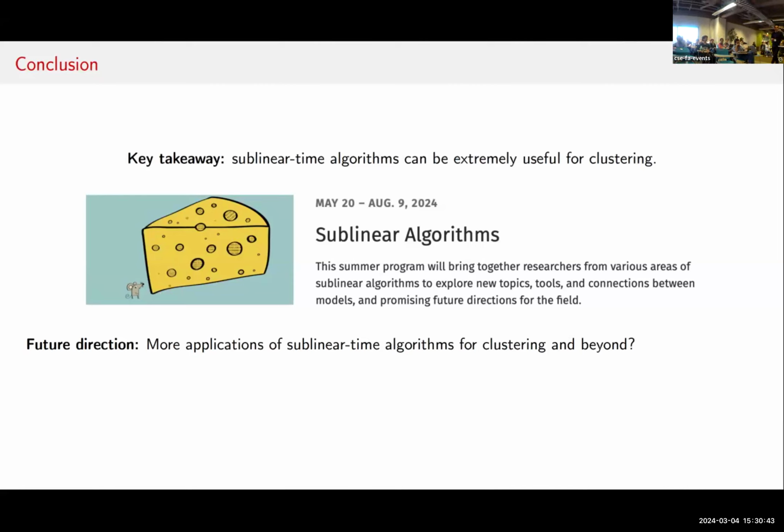Yeah, so I just want to end with this meta open question: what are some more applications of these sublinear time algorithms, and in particular this local query process?